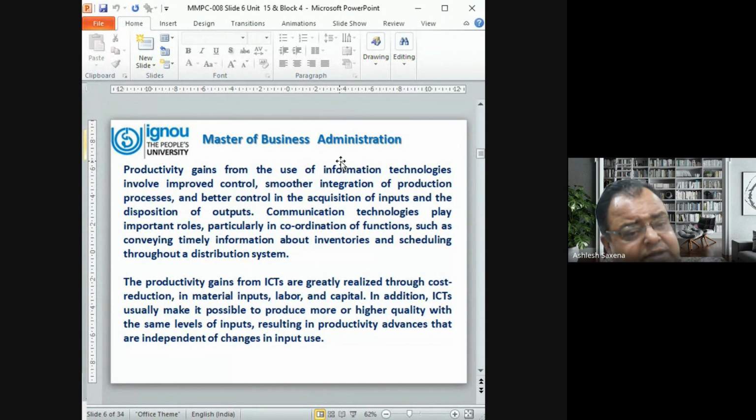Communication technologies play an important role, particularly in coordination of functions, such as conveying timely information about inventories and scheduling throughout a distribution system. The productivity gains from the ICT are greatly realized through cost reduction in materials input, labor, and capital. In addition, ICTs usually make it possible to produce more or higher quality with the same level of input, resulting in productivity advances that are independent of changes in input use.